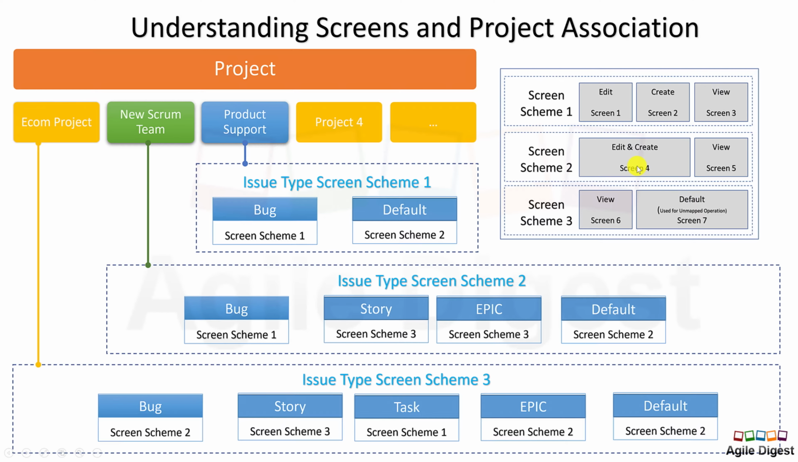Now, at this point, just take a moment, pause this slide here and try to understand. Let me finish, then you will pause it. Okay, I am giving one exercise: try to find out, if you want to create a new bug under the ecom project, which screen will come? The right answer is, if you look into ecom, bug, screen scheme 2 and you are creating, so it will be taking screen 4.